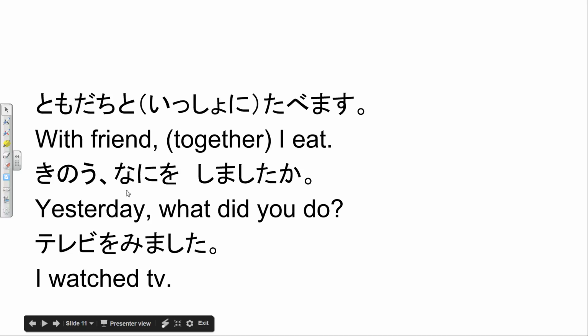Kino nani o shimashita ka? This is a what question, so we're going to take the nani out and replace it with something. Terebi o mimashita. We have to change the verb in this case because you can't say I did TV. You have to replace did with watched.